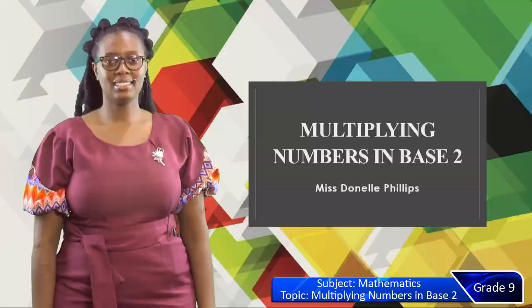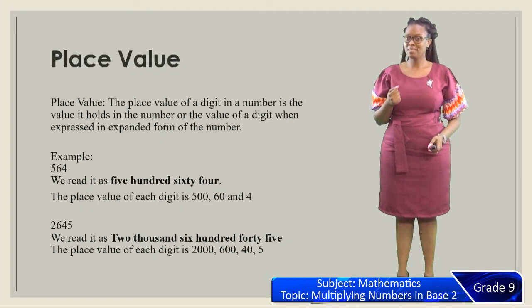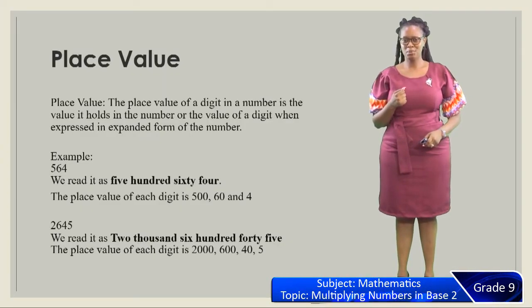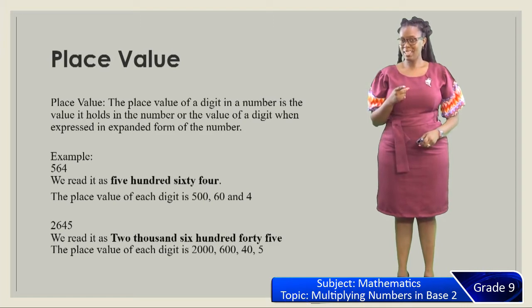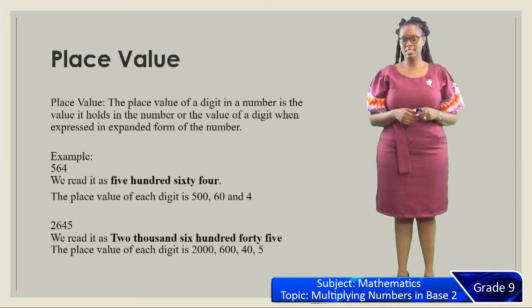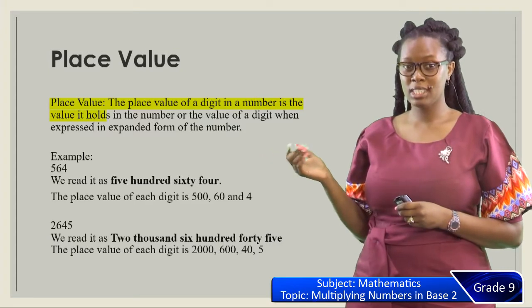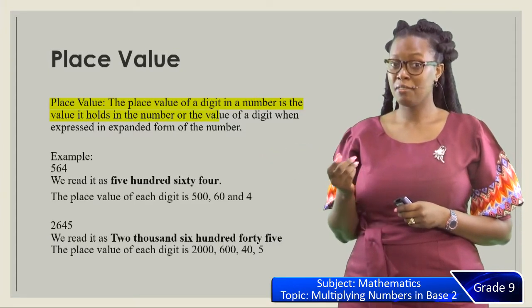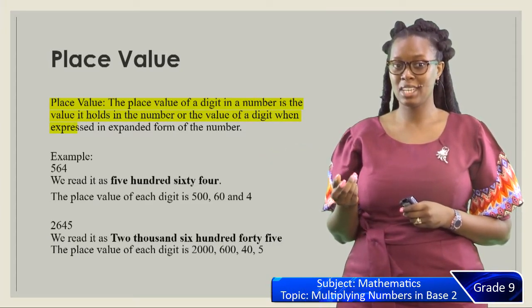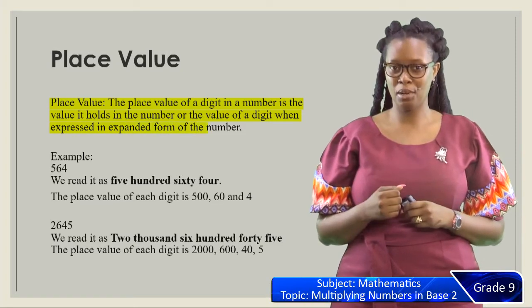Let's get started. Today we're going to be looking at multiplying numbers in base 2. But before we get into that, we're going to discuss the difference between place value and face value of digits. The place value of a digit in a number is the value it holds in the number, or the value of a digit when expressed in expanded form of the number.